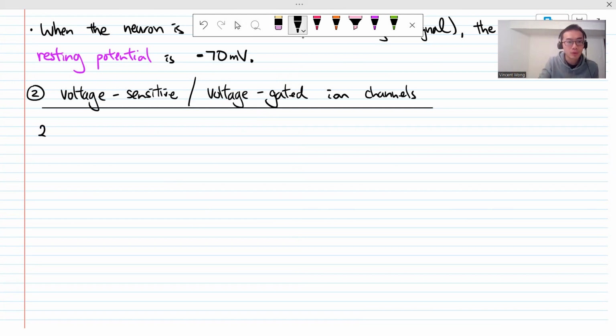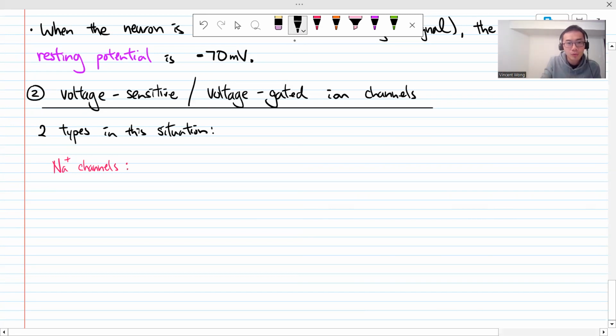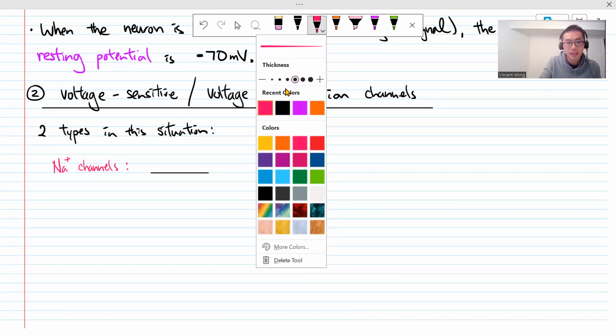There are two types that we need to worry about in this situation. We have the sodium, and I'll keep on using red for sodium. Sodium channels that are voltage sensitive. I'm not going to write the whole thing: voltage sensitive sodium channels. There are two configurations. This is the cell membrane, and this is the voltage sensitive sodium channel.